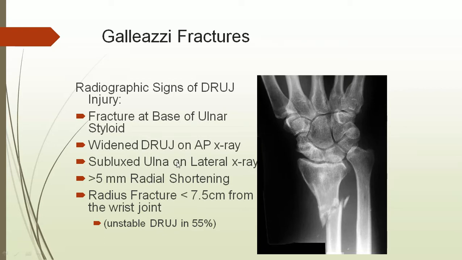And there is a subluxed ulna in the lateral X-ray; the ulna will be subluxed if you take a lateral X-ray. And more than 5 mm radial shortening will be there. And the radius fracture is less than 7.5 centimeter from the wrist joint. Because it is a distal third fracture, it must be less than 7.5 centimeter from the wrist joint. Normally these things we can observe in the Galeazzi fracture X-ray.